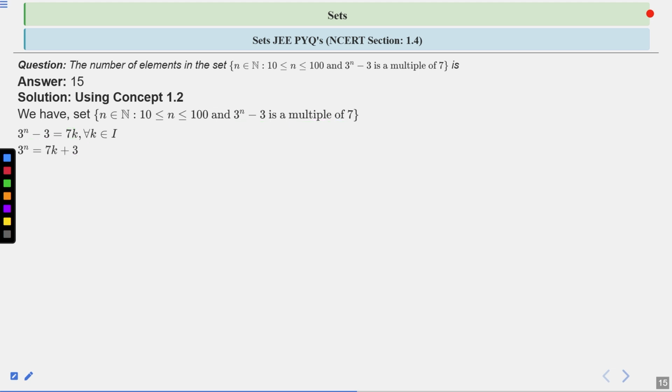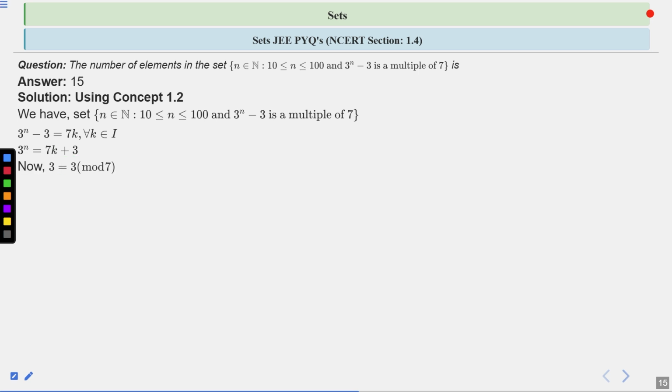Now I'm transferring this 3 to the right hand side, and the equation becomes 3 raised to power n is equal to 7k plus 3. Now my whole focus is on this equation: for what values of n is this true? For example, if you put n equals 1, you will get 3 equals 7k plus 3, which is indeed true when k is 0. Clear?